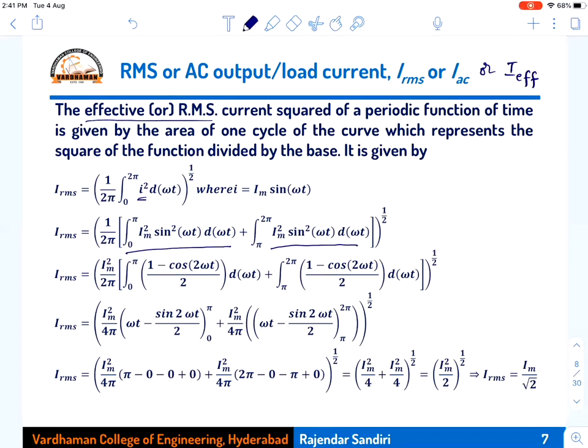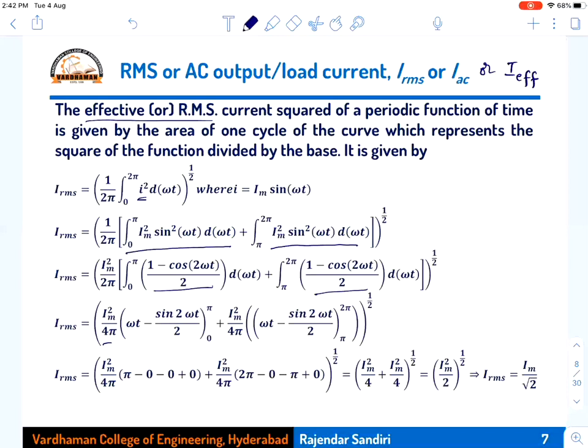Now, if you take Im square common in both the cases, we have Im square by 2 pi. Then we integrate by converting sin square omega t to (1 minus cos 2 omega t) by 2, in both the terms. The 2 is common, therefore we can take that and make it 4 pi in the denominator.